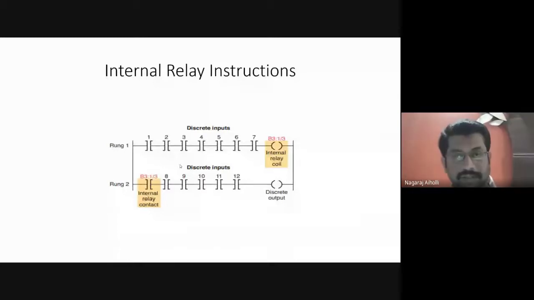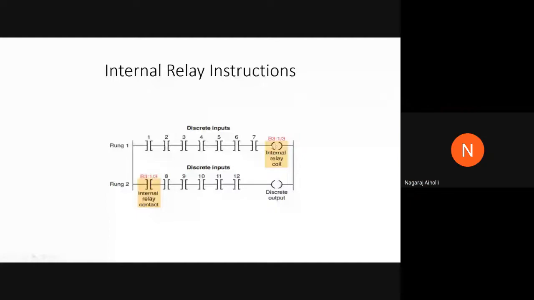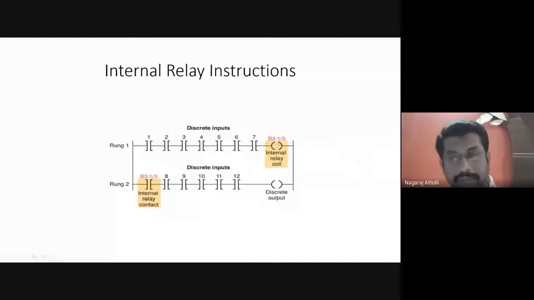That is how I have connected here. There are 7 contacts connected in this diagram. When these 7 series contacts become true, the relay coil is energized, turned on. The bit which is used to store the status of this coil is B3:1/3. The same bit I am continuing with, and I'm connecting a relay contact.